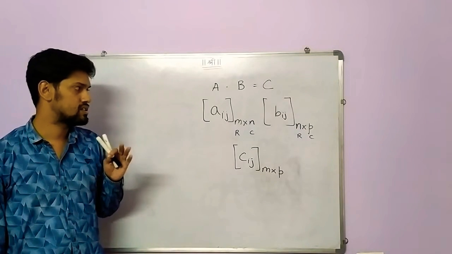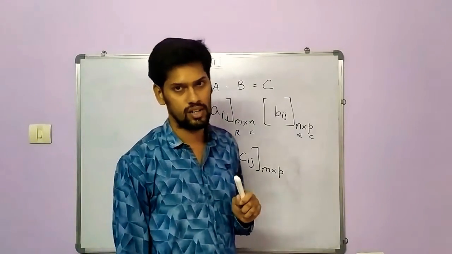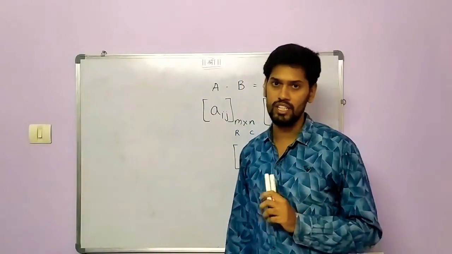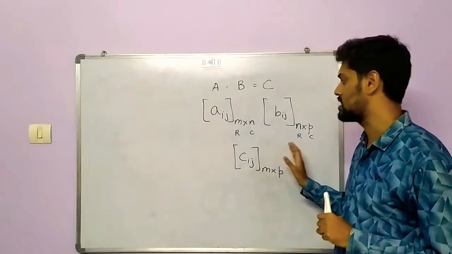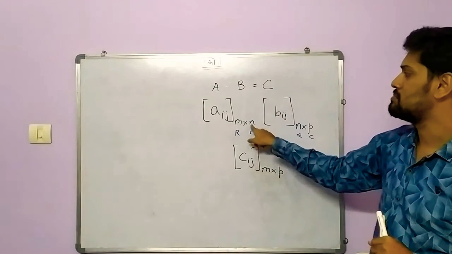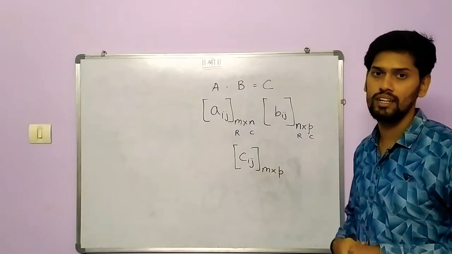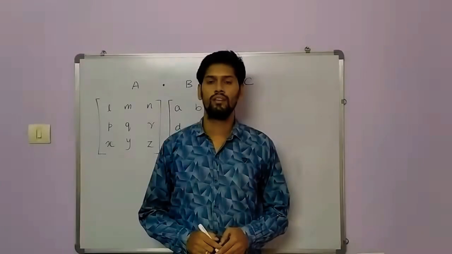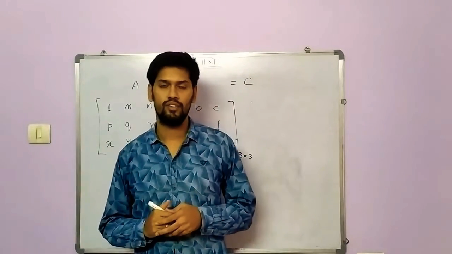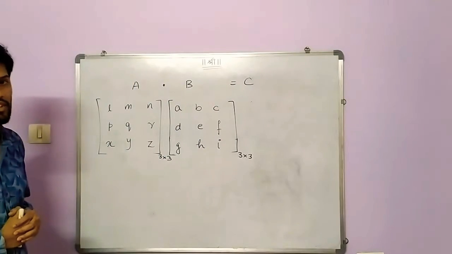For addition and subtraction, both should have the same order, but for multiplication of matrices, this is the criteria that has to be followed. The number of columns in matrix A should be equal to number of rows in matrix B. Now that we have understood the criteria for matrix multiplication, now we will actually carry out the multiplication of matrices.